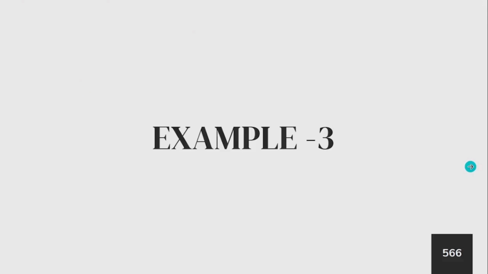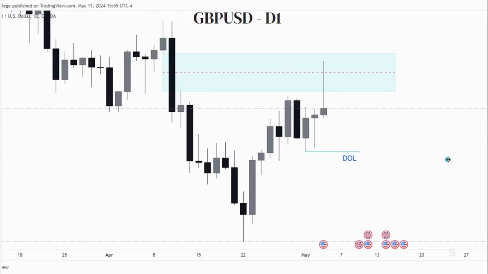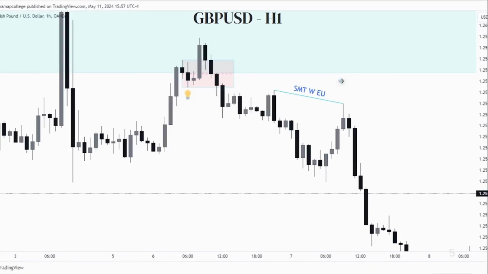Quite simple. Example 3, guys. This is GBPUSD daily chart. On the daily chart, we tapped daily FVG right here and we had a good rejection. So now we will be looking for shorts or H1 market maker sell models. Now I will drop down to the hourly time frame.